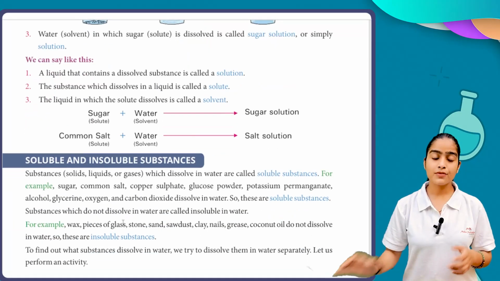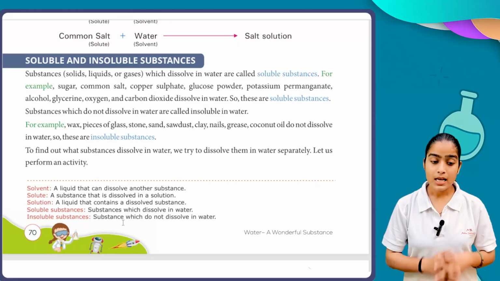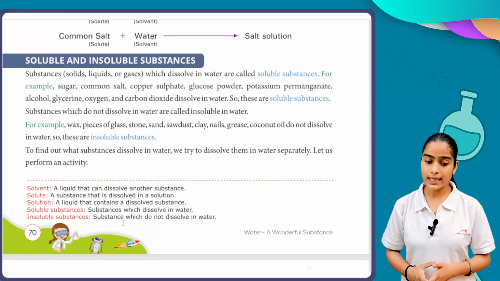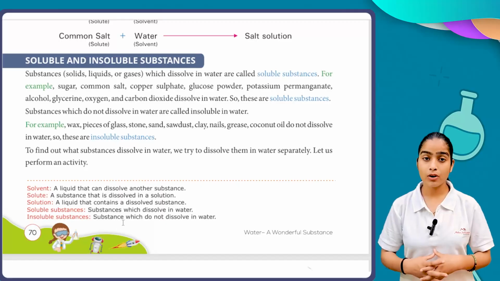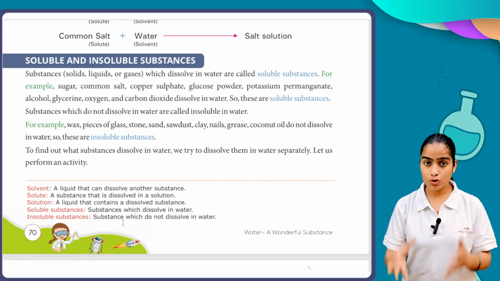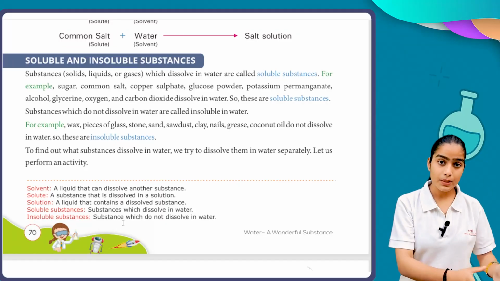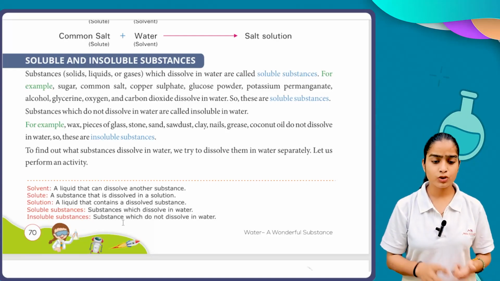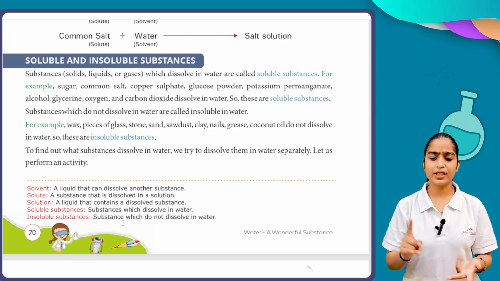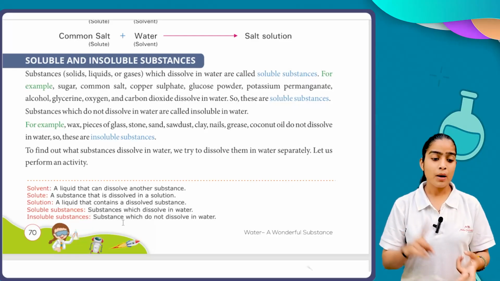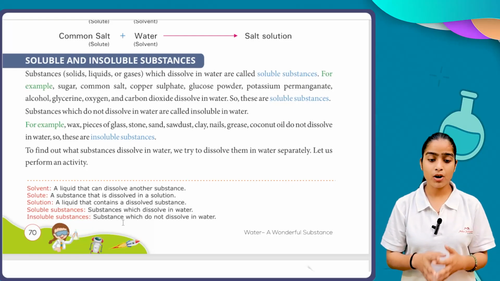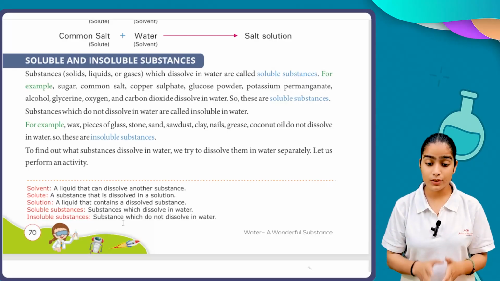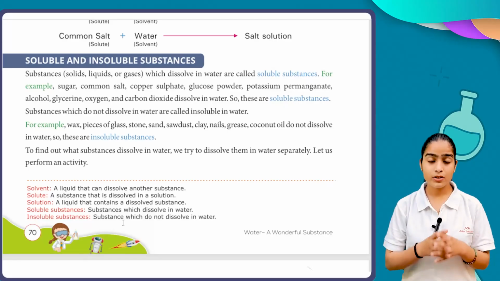After this, we have soluble and insoluble substances. Substances like solids, liquids and gases which dissolve in water are called soluble substances. Those substances which disappear in the water are referred to as soluble substances. For example, sugar, common salt, copper sulfate, glucose powder, potassium permanganate, alcohol, glycerin, oxygen and carbon dioxide dissolve in water. So these are soluble substances.